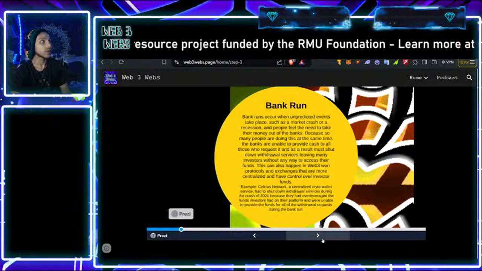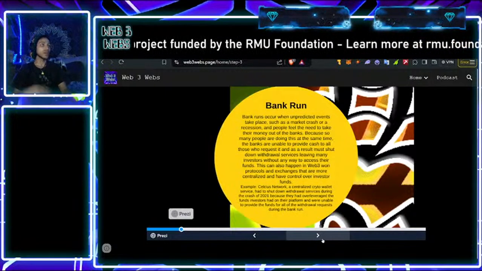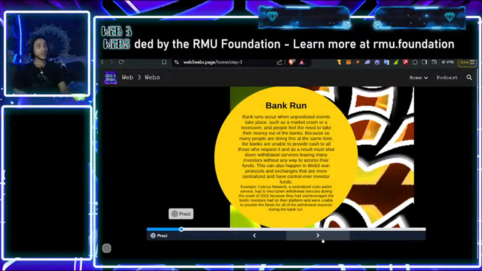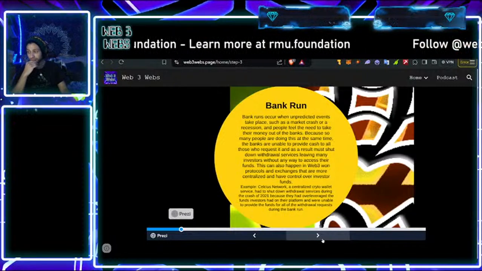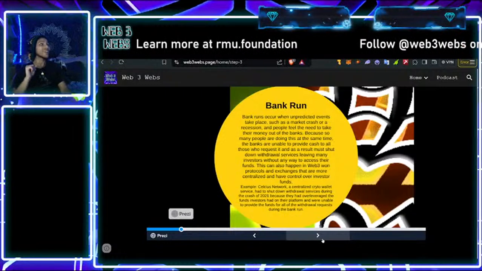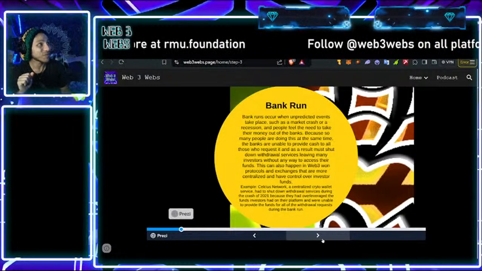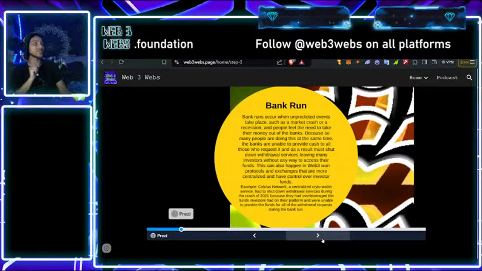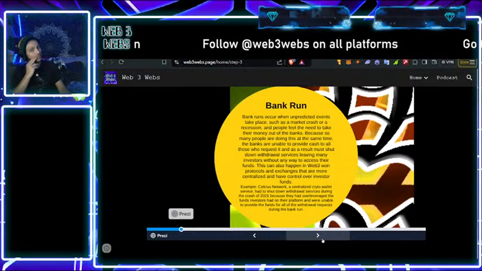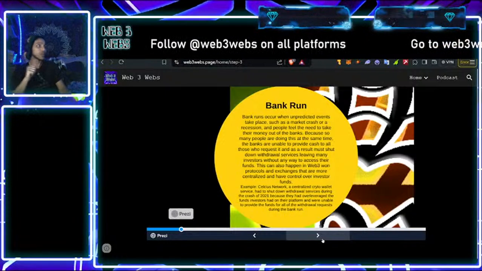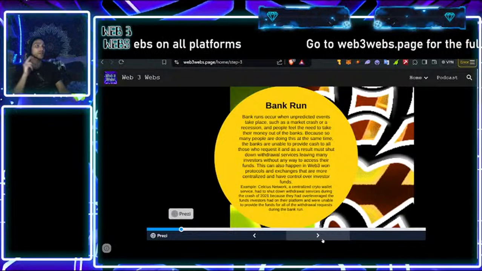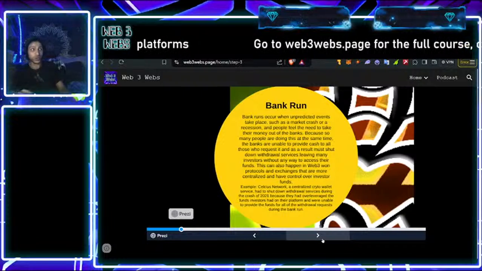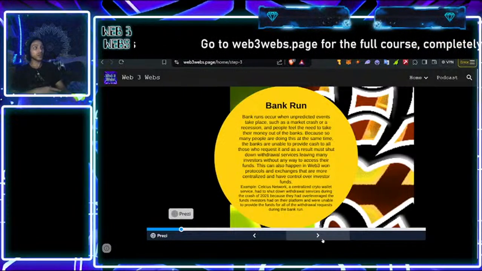And bank runs. So bank runs occur when unpredicted events take place, such as a market crash or a recession, and people feel the need to take their money out of the banks. Because so many people are doing this at the same time, the banks are unable to provide cash to all those who request it, and as a result, must shut down.